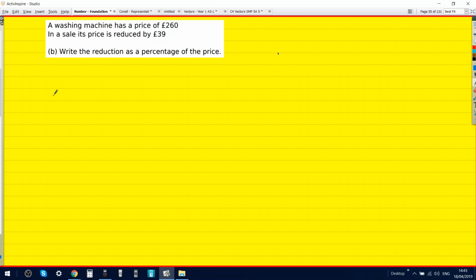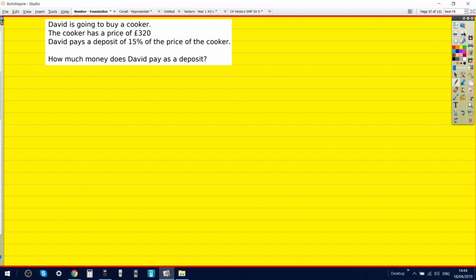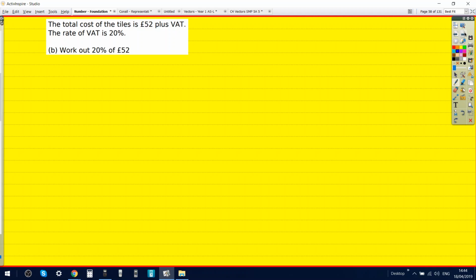All right. So it would be 260 divided by £39 times 100. Other way around. 39 over 260, right, times 100. Yeah, and you get that. So that's it as a fraction, and then you get it as a percentage. So these ones are okay.